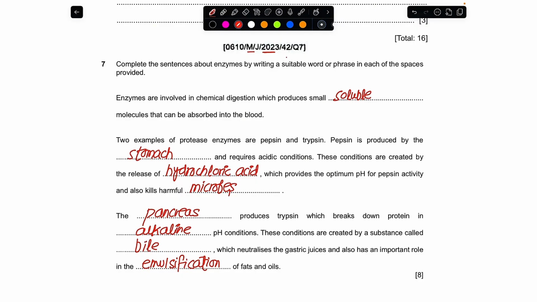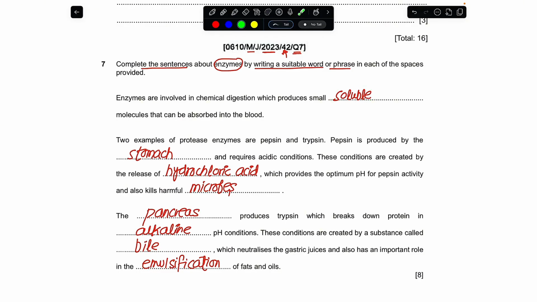The theory paper variant was 4.2, and this was question number 7. The examiner wanted us to complete the sentences, and this again was about the enzymes, where we are required to write a suitable word or phrase in each of the spaces provided. So how you are required to crack it is that you have to read the complete statement and then write a suitable word or a phrase in the blanks.